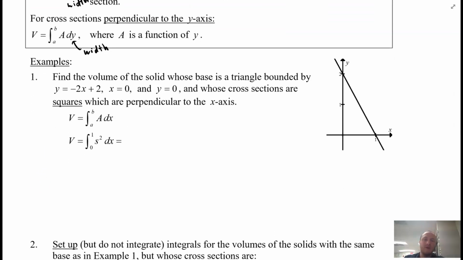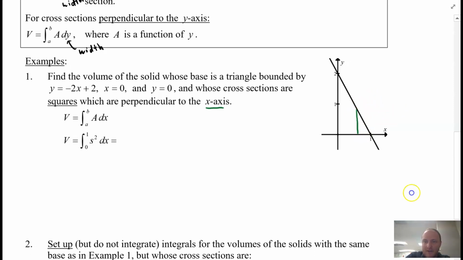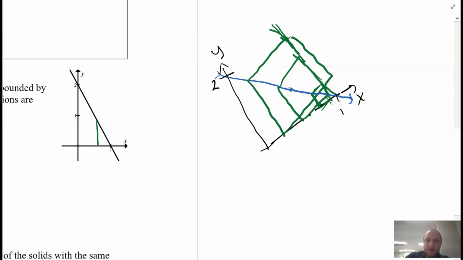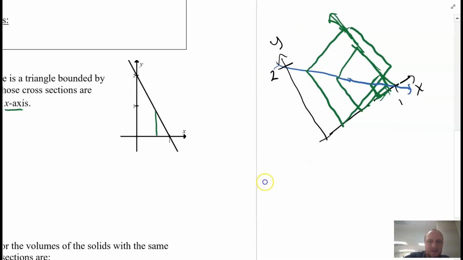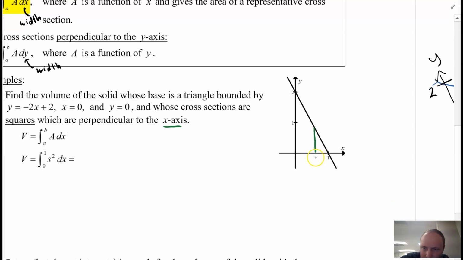So it says find the volume of a solid whose base is a triangle bounded by the line y equals negative 2x plus 2, x equals 0, and y equals 0, and whose cross-sections are squares, which are perpendicular to the x-axis. So, like I said, they tell us it's perpendicular to the x-axis, which means that if I was to slice this base into infinitely many cross-sections, which again are all squares, right? So they're kind of popping out, and they would look something like this. Okay, they're coming out, and this width is going to be delta x or dx.